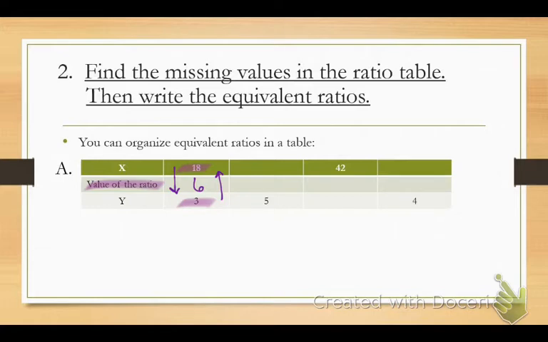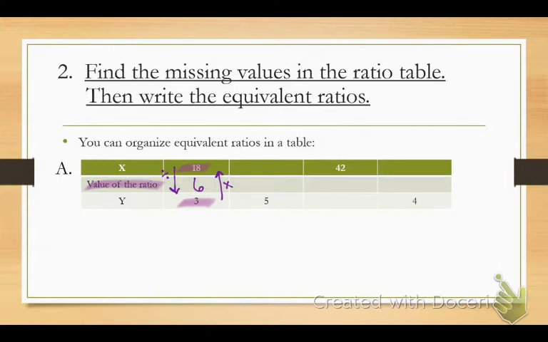So notice, if I'm working from the first value down to the second value, it is division, and it will always be division. If I'm working from the bottom value up to the top value, it is multiplication, and it will always be multiplication. Again, it doesn't matter if the values are bigger or smaller, because the value of your ratio might actually be a fraction. We'll see that in a minute.